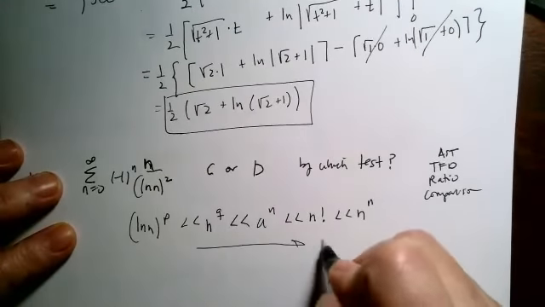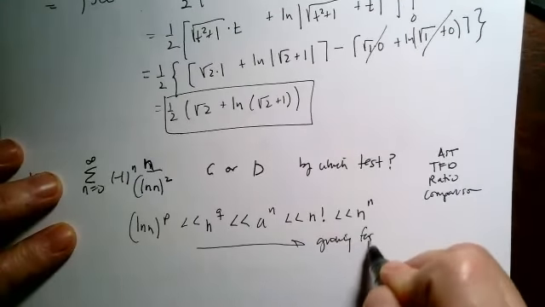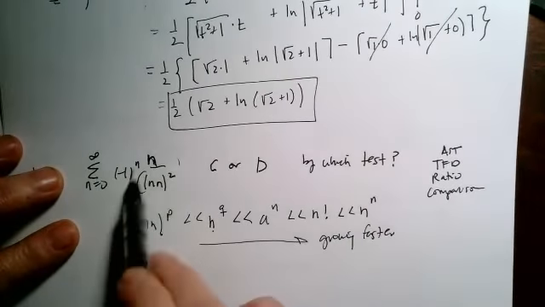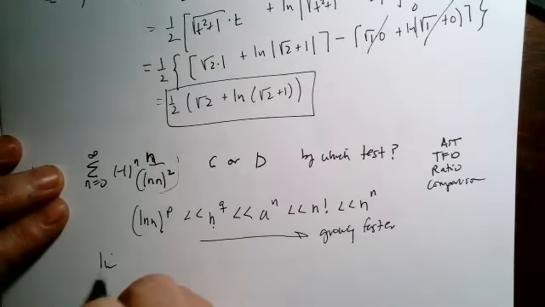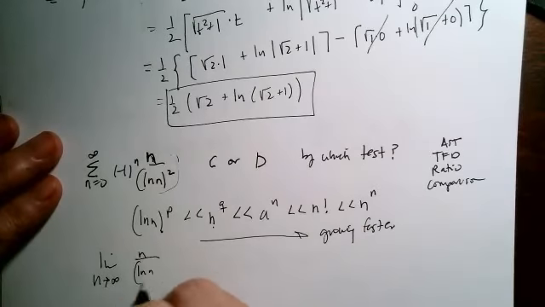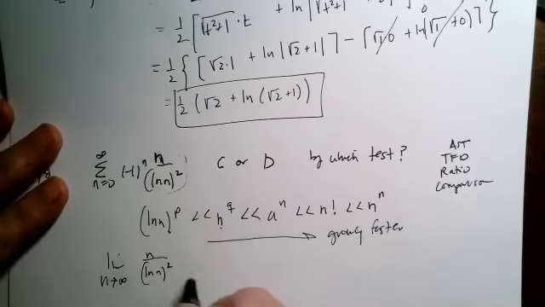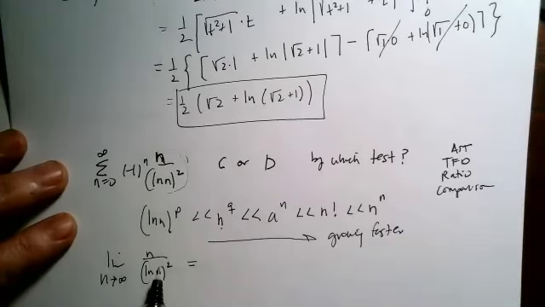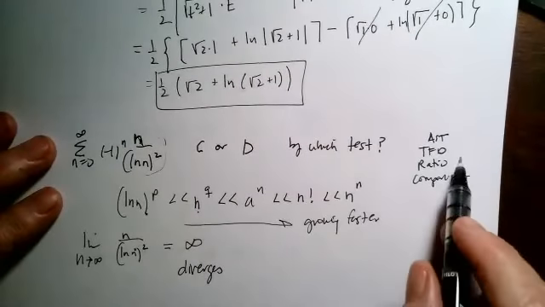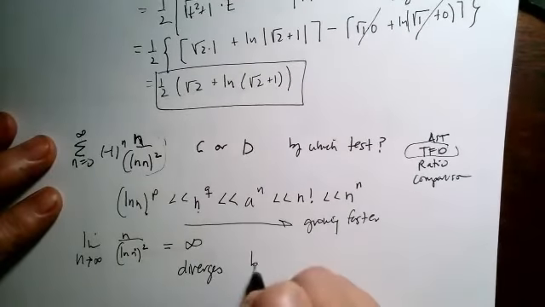Okay, this is growing faster. So the numerator is growing faster than the denominator. So what's this series going to do? If we look at the part without the alternator, if the numerator grows faster than the denominator, this limit goes to infinity, right? So it diverges, but by what test? Test for divergence.